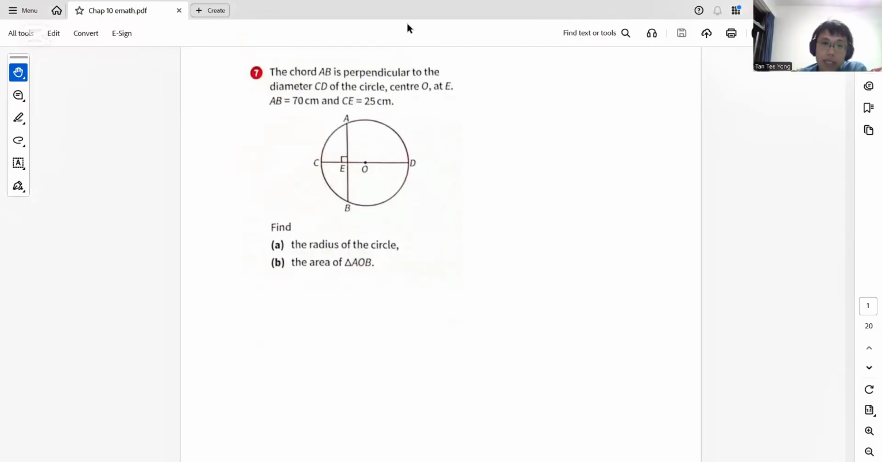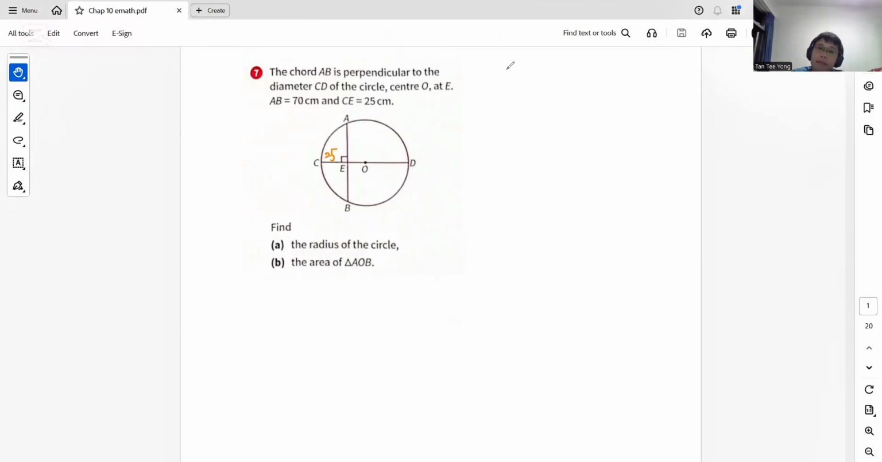So the chord AB is perpendicular to diameter CD. So AB over here, perpendicular to diameter CD, and then center O, at E. So AB equals 70 cm. So this chord is 70 cm and CE over here is 25. So this is 25 cm and this is 70 cm.